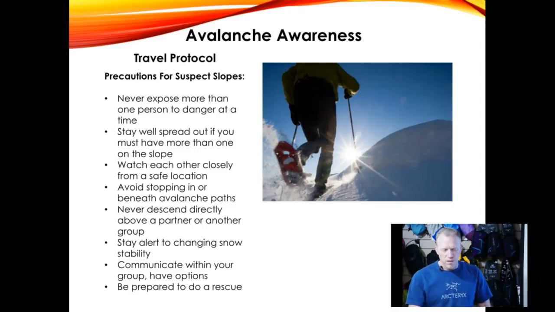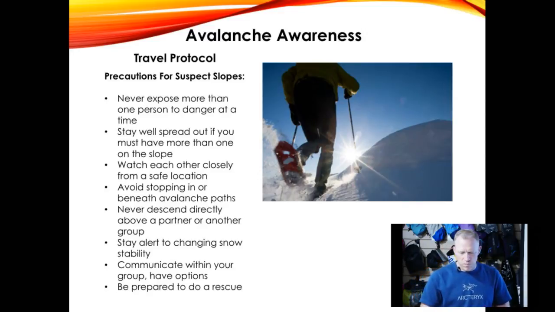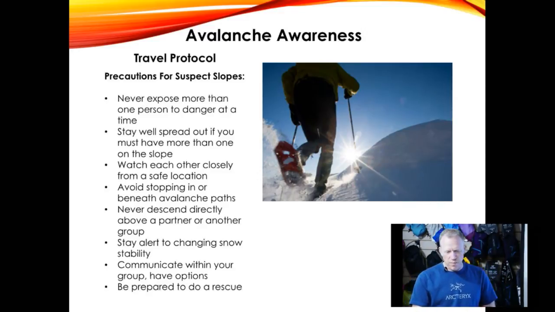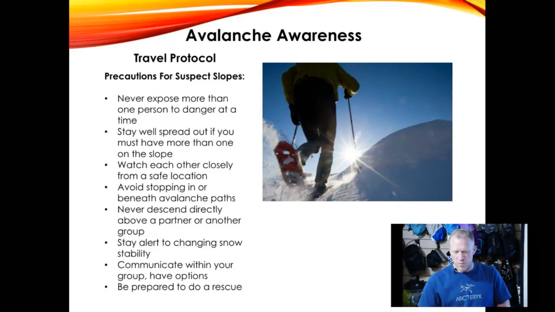When we're traveling, we have a protocol. Let's go through this. Number one, never expose more than one person to danger at a time. So you're crossing an avalanche slope. You have people in safe zones on both sides who are ready to perform a rescue if possible, and only one person crosses it at a time. You need to stay well spread out if you have more than one on the slope. Sometimes that's necessary because it's so huge. Watch each other closely from a safe location. Avoid stopping in or beneath avalanche paths. Do not descend directly above a partner or another group. Stay alert to changing snow stability. Communicate with your group and prepare to do a rescue.